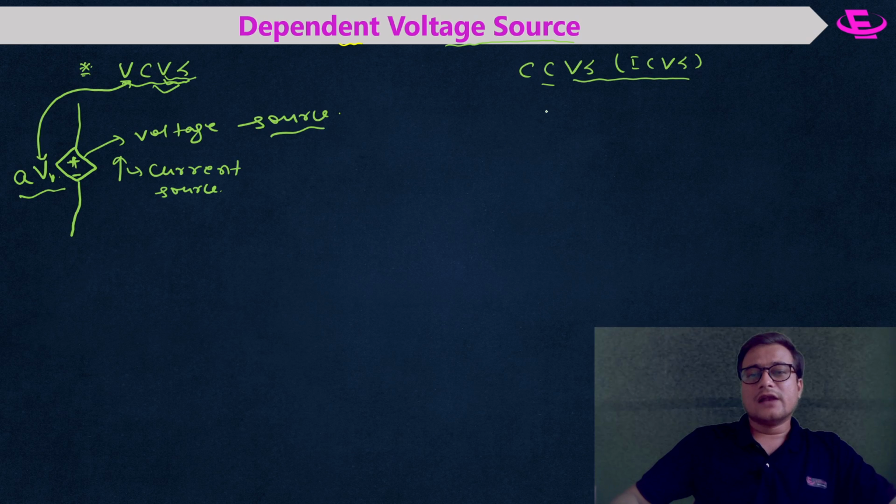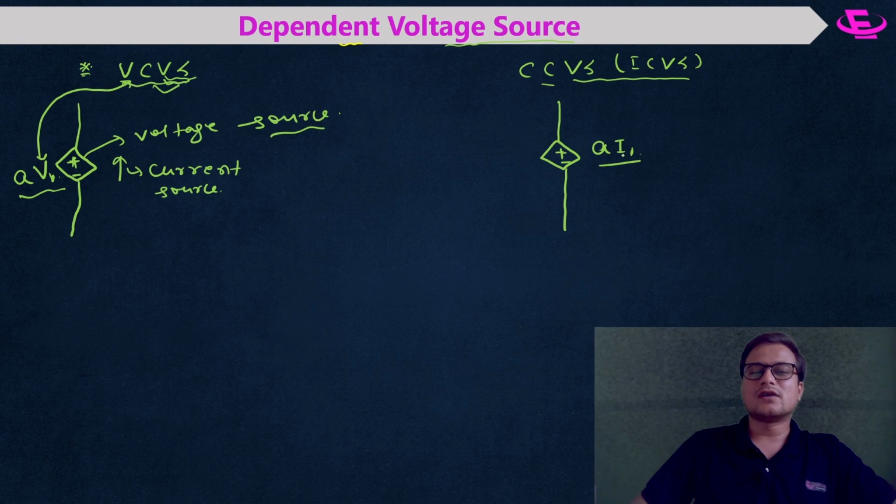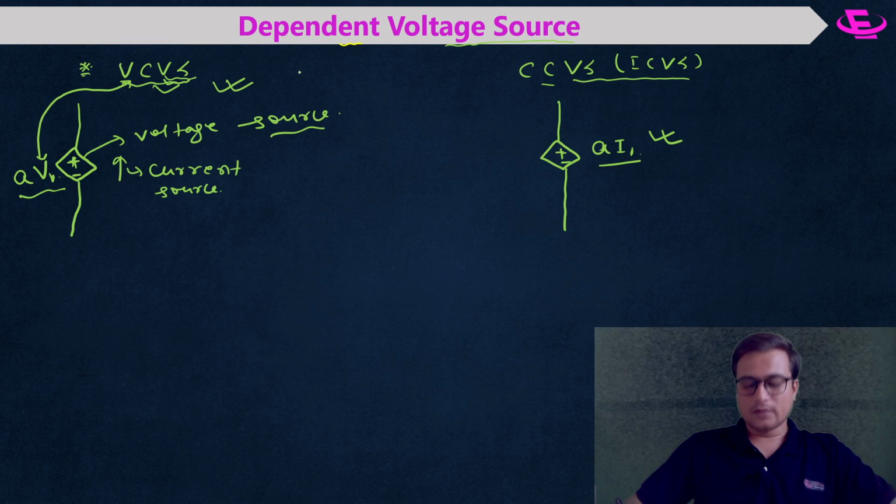Clear? Now again the current controlled voltage source. Now you have to draw the figure. What should be there? Voltage source means plus minus. Again current controlled means it will be something written like A into I1, 5 I1, 10 I1, 10 I2 like this. So this is a current controlled voltage source. One is voltage controlled voltage source. I think it is clear to you.